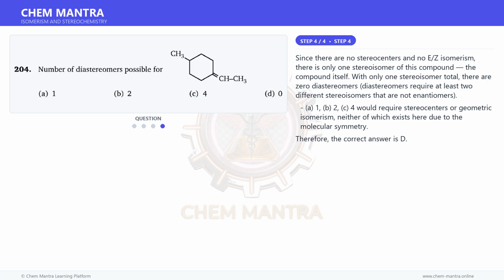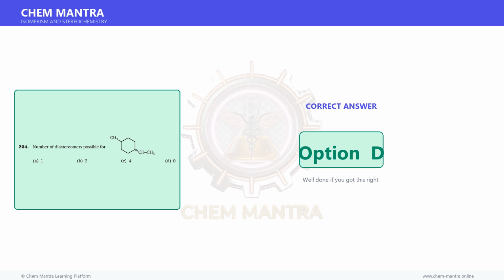And for the final step. Since there are no stereocenters and no E/Z isomerism, there is only one stereoisomer of this compound, the compound itself. With only one stereoisomer total, there are 0 diastereomers. Diastereomers require at least 2 different stereoisomers that are not enantiomers. A, 1, B, 2, C, 4 would require stereocenters or geometric isomerism, neither of which exists here due to the molecular symmetry. Therefore, the correct answer is option D.